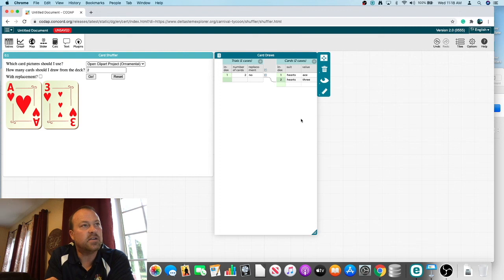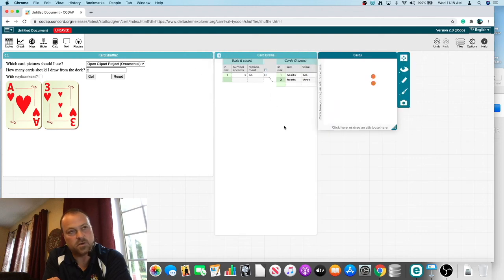All right, so again, we've got our data table here, and we have graphs that we can make also of this data. So this is for the card shuffler.